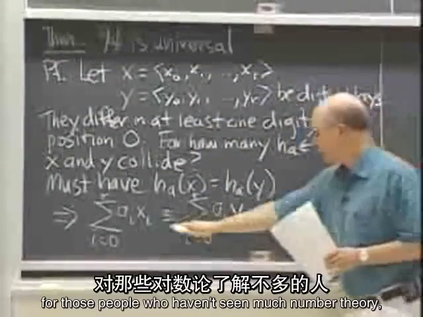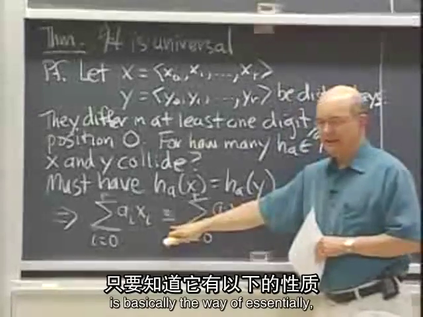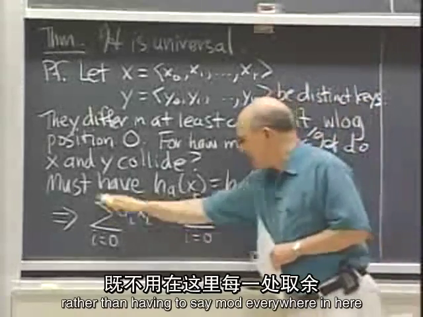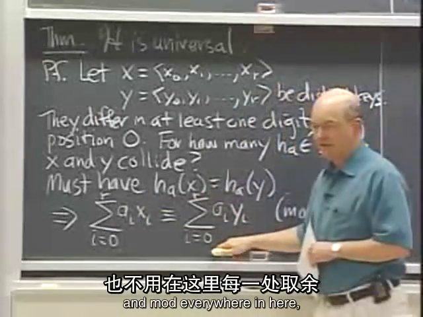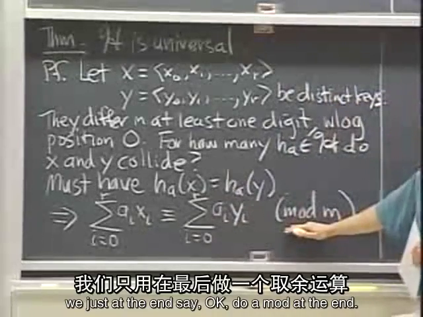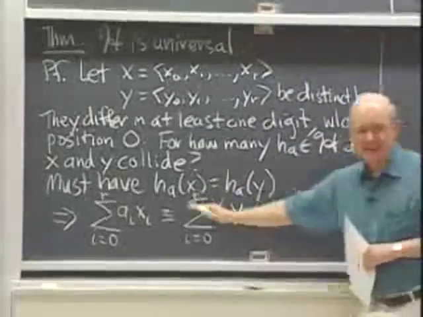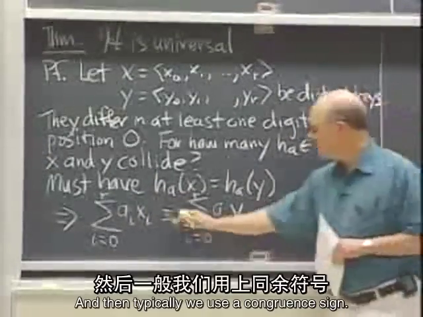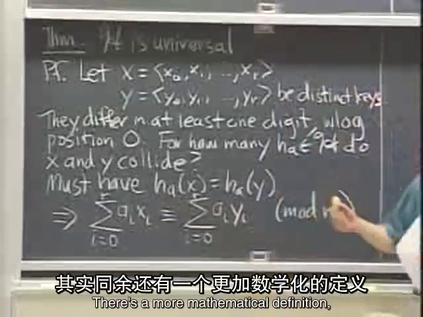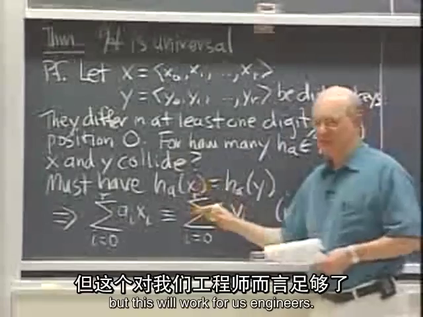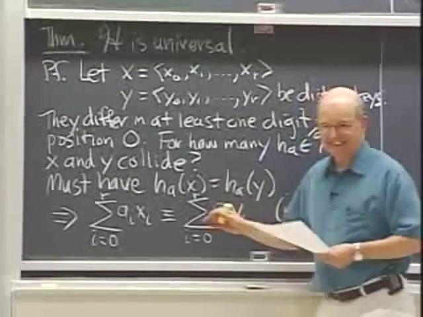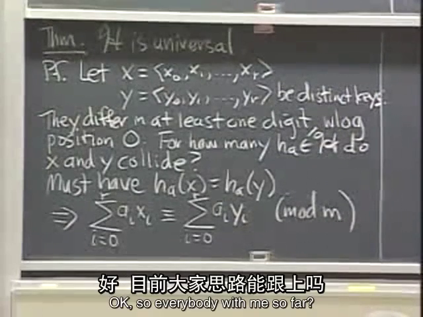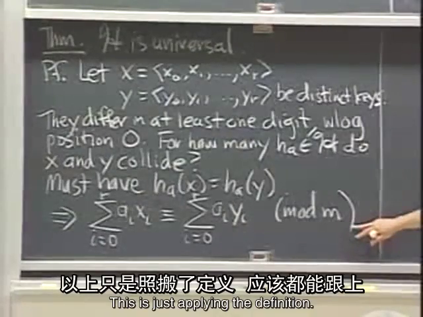So congruence, for those people who haven't seen much number theory, is basically the way of essentially, rather than having to say mod everywhere in here and mod everywhere in here, we just at the end say, okay, do a mod. At the end, everything is being done modulo m, okay? And then typically we use a congruent sign. Okay, there's a more mathematical definition, but this will work for us engineers, okay? Okay, so everybody with me so far? This is just applying the definition.